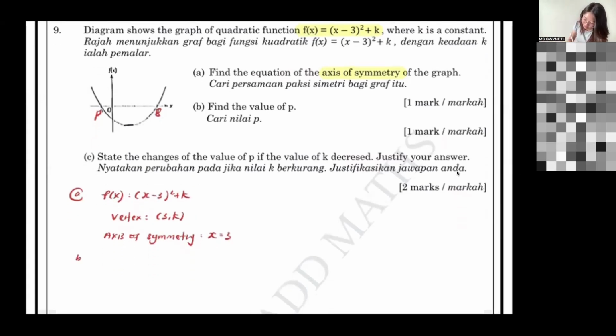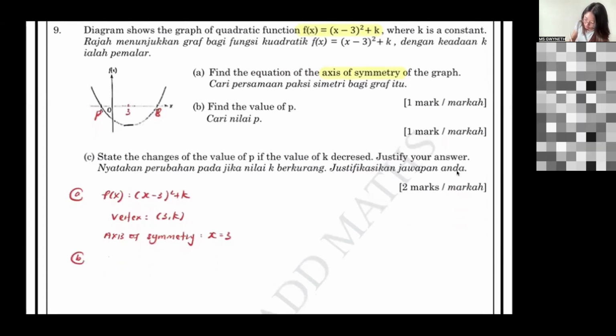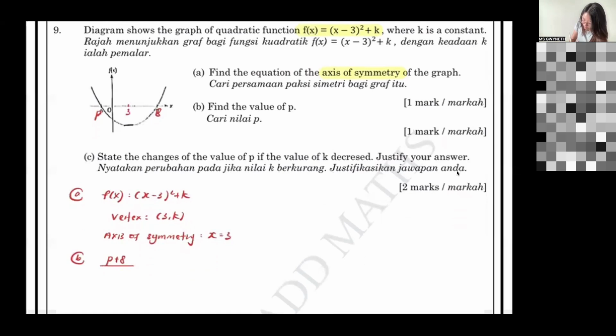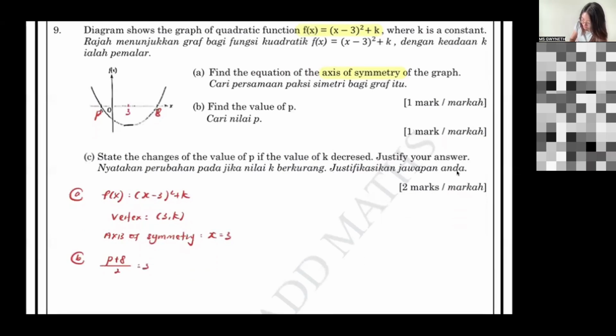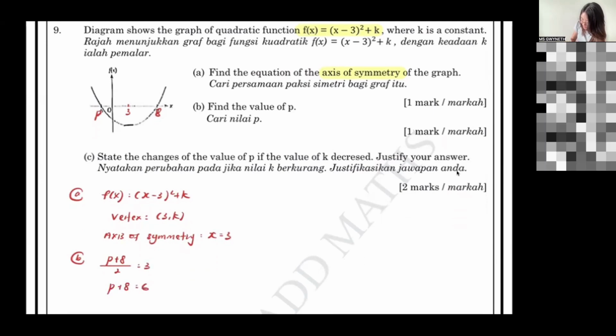Okay, then find the value of p. We know what is in the middle already. It's 3. So to find p, (p plus q) over 2 equals 3. So p plus 8 equals 6. P equals negative 2.